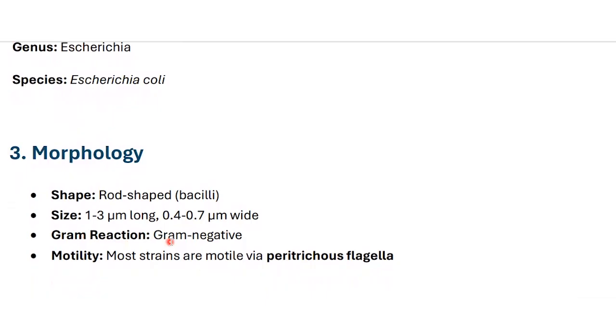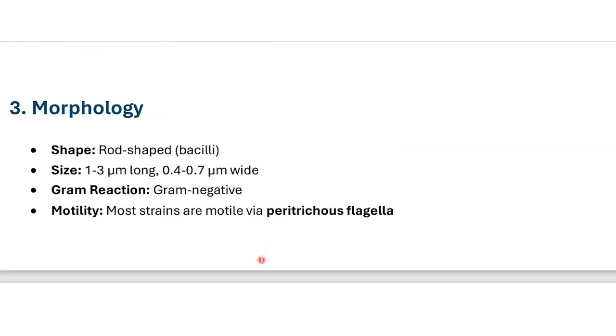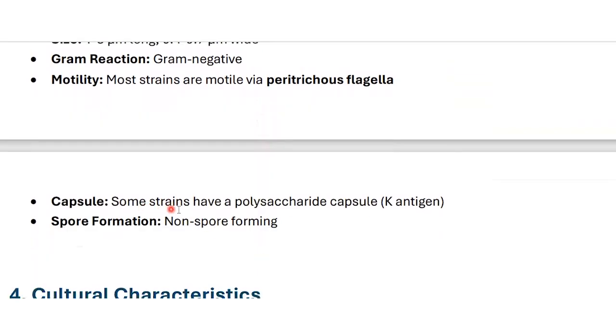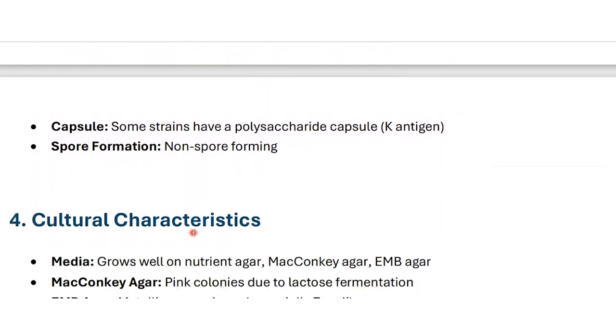Gram reaction: it will look pink after the gram staining. So it is actually a gram-negative bacteria, because gram-negative bacteria will look pink after gram staining. Motility: most strains are motile. Why? Peritrichous flagella. Capsule: some strains have polysaccharide capsule, also known as K antigens. So that is the important thing in the pathogenicity. And spore formation: this is a non-spore forming bacteria.